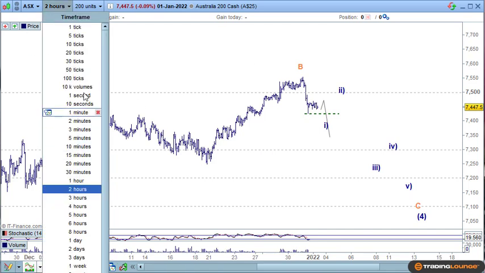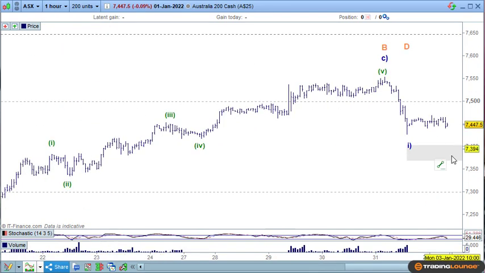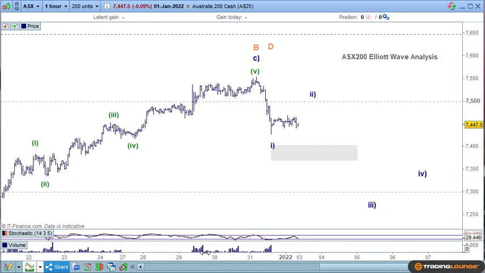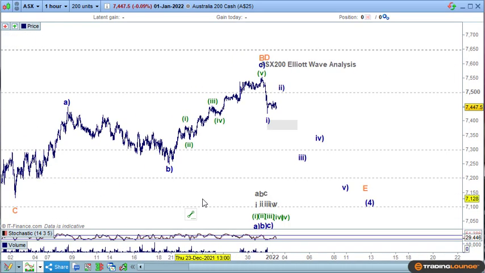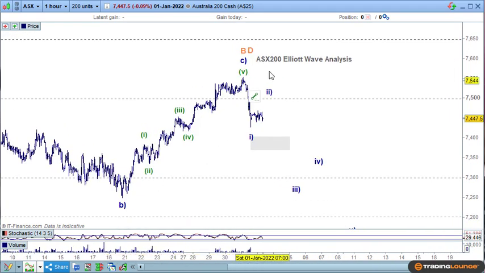Let me just see if I've updated the hourly chart. I've only just started doing some work on this here, so this is the count. So we're looking at this as a wave B up here, not the triangle as wave D, possibly. But we do have an impulse wave down here, so that means that after a correction, we're going to see further downside. So as I mentioned, we're looking for short trades there.